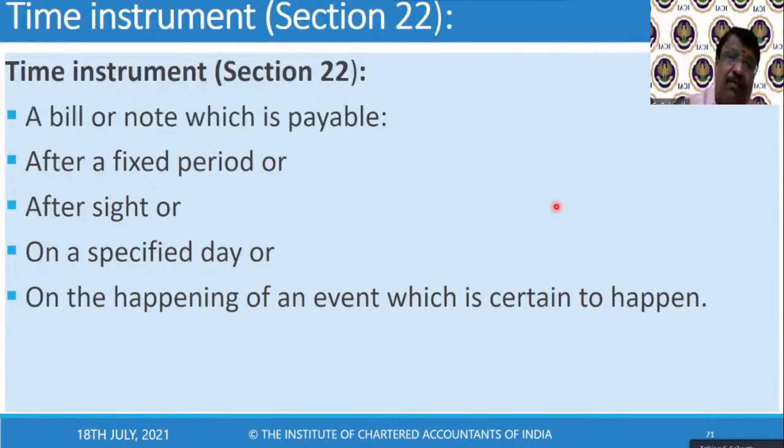Or on the happening of an event which is certain to happen. Be careful, it should be very certain. For example, 31/12 is certain. Like that, it should be very certain. You can't give an uncertain event. Then it is not a negotiable instrument. Are you able to understand?